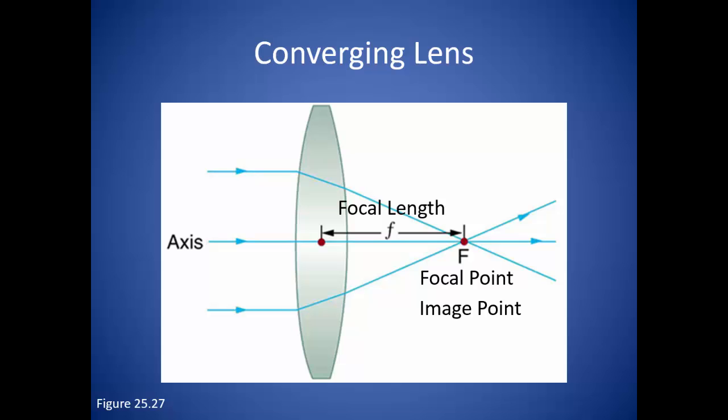Interestingly, if you turn the lens around so the light is traveling through the other side of the lens, the focal length will be the same, even if the curvatures of the two sides are different.